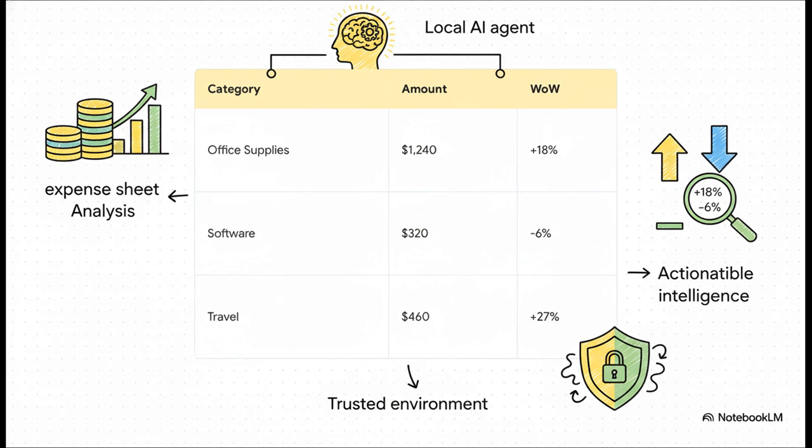And here's a really concrete example of what that local analysis can spit out. It can parse a messy expense sheet and just give you this clean summary table, even highlighting week-over-week changes. This is actionable intelligence, and it's all generated inside an environment you already trust, your own computer.